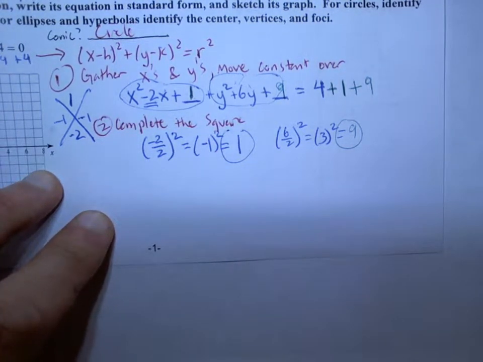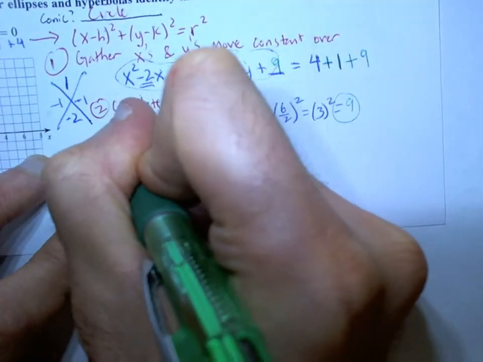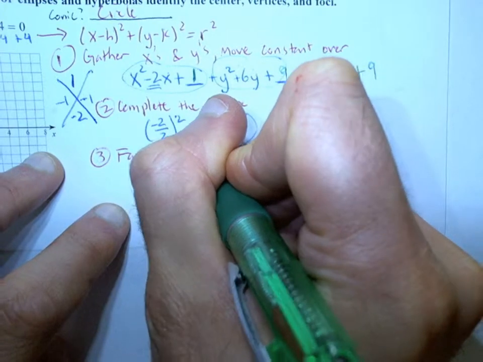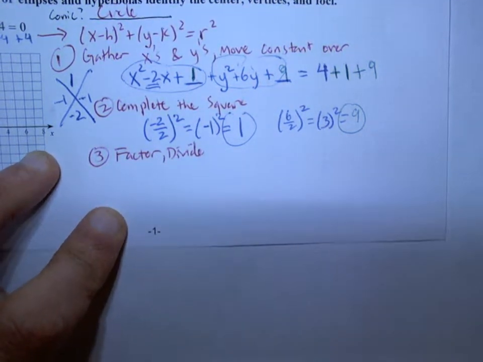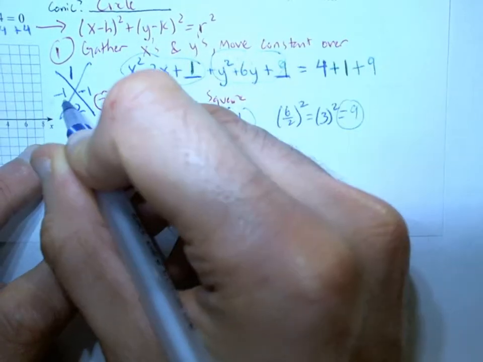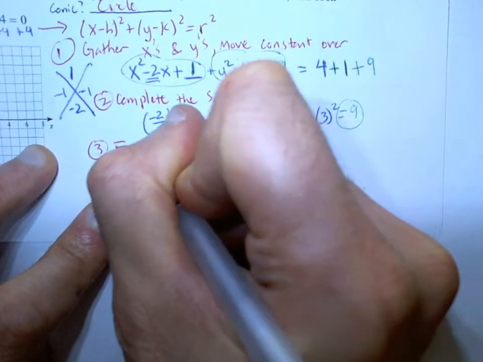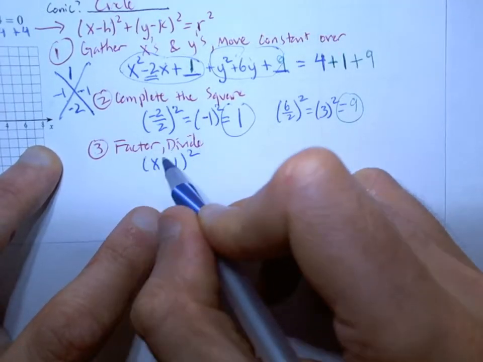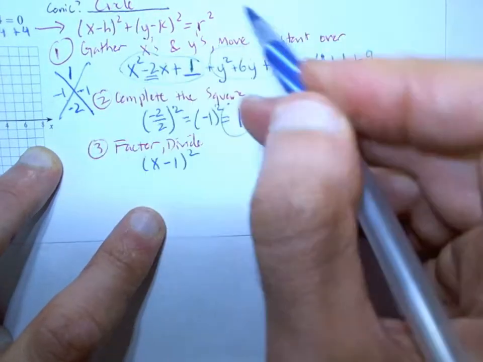So let's do our last step now, step 3. Step 3, we're going to factor, and then we'll divide if necessary. In fact, in this problem, it's not necessary to divide. Okay, we're going to factor, so we just did that. This is going to be x minus 1, x minus 1, but we can just call that x minus 1 squared. Doesn't this look like what it's supposed to be now? Right, this looks like this.